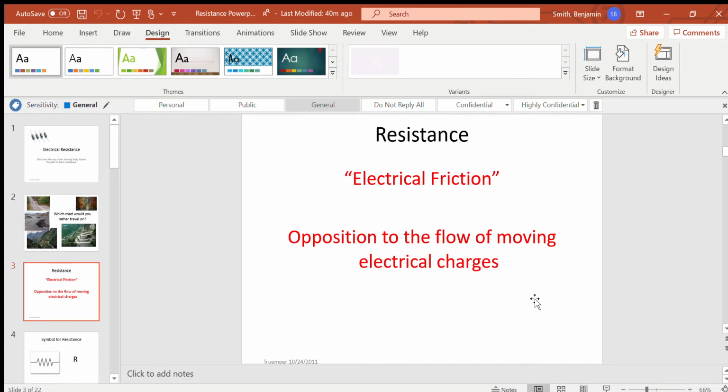So resistance can be thought of as electrical friction. It's opposition to the flow of moving electrical charges. The electrons are trying to move through your circuit, and resistance is how much pushback there is on the electrons. What's slowing them down? Why can't they flow as fast as they can possibly move? What's preventing them from moving quickly?